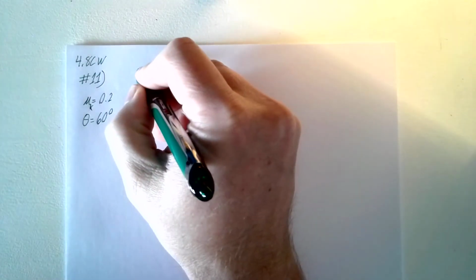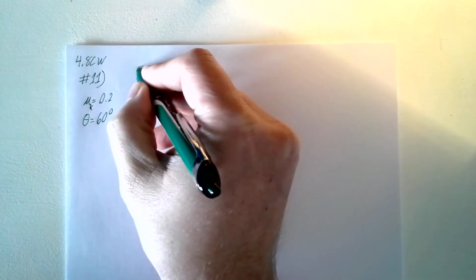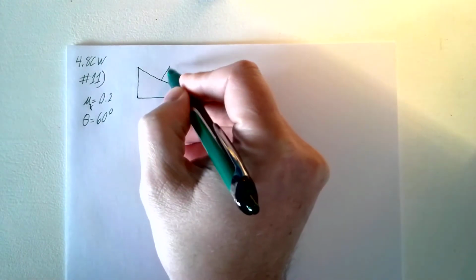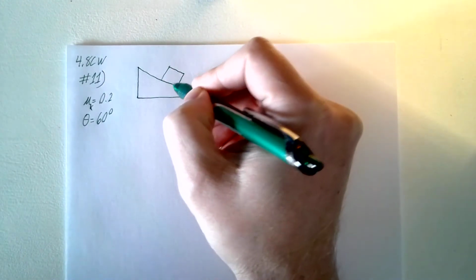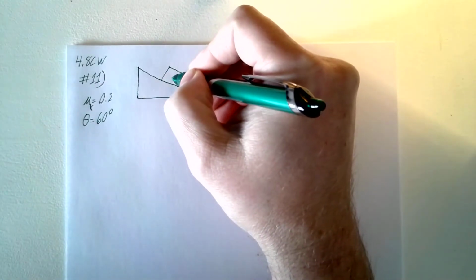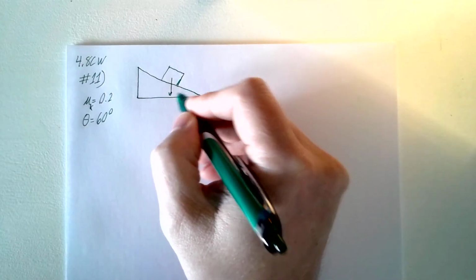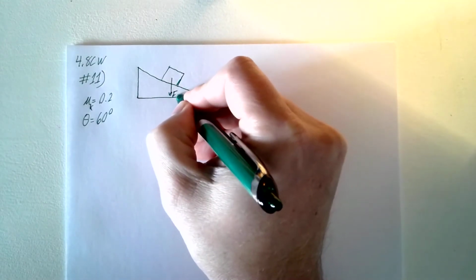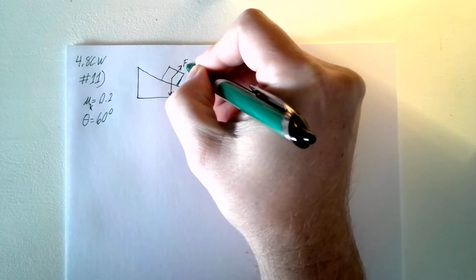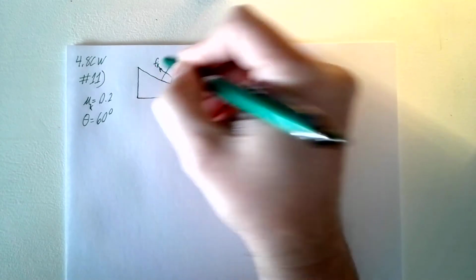Alright, so let's draw our free body diagram. I never give myself enough room on these. Alright, so there's our block of ice. We have three forces acting on it. We have Fg, we have our Fn, and we have our kinetic friction.